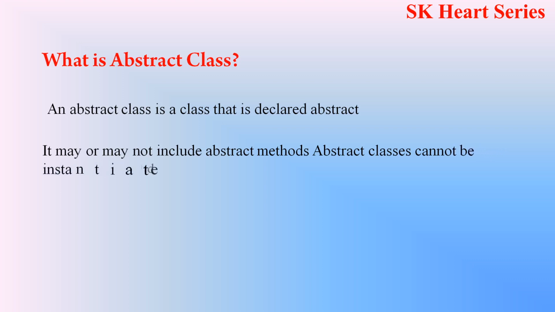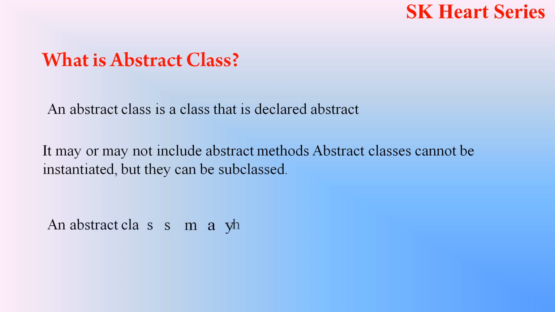The second is, it may or may not include abstract methods. Abstract classes can't be instantiated, but they can be subclassed. It means the abstract class includes abstract methods or non-abstract methods, and the abstract methods can't be instantiated.